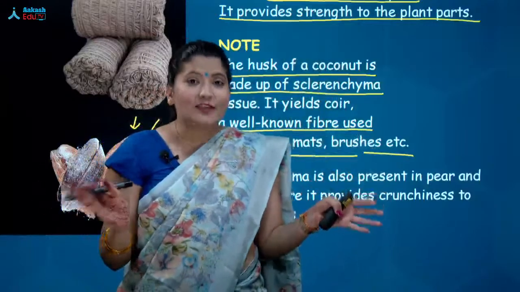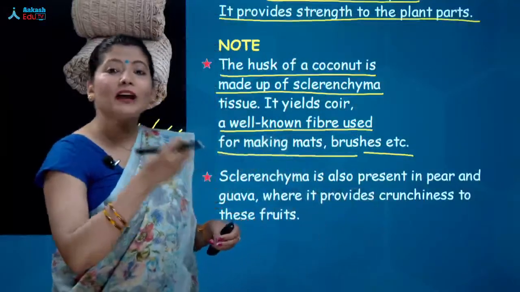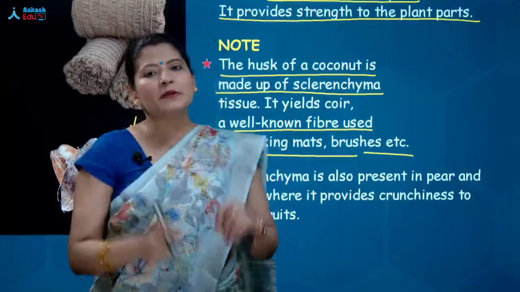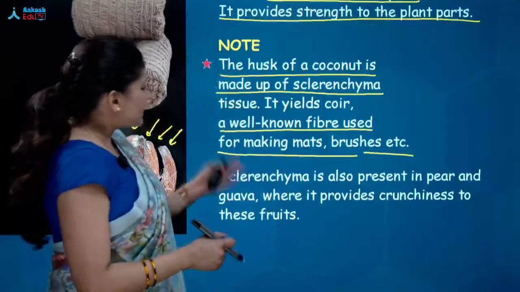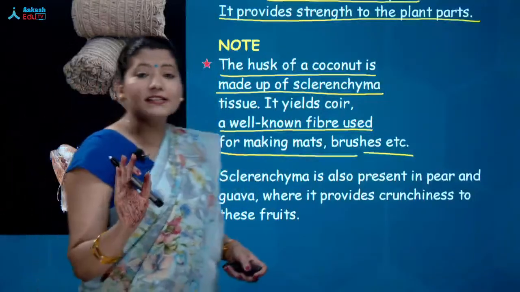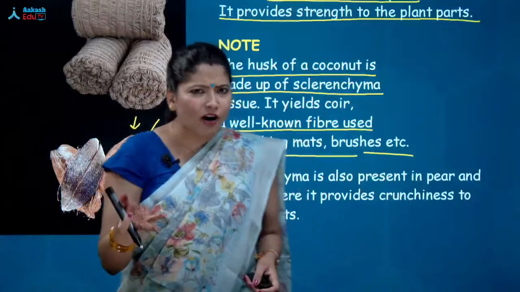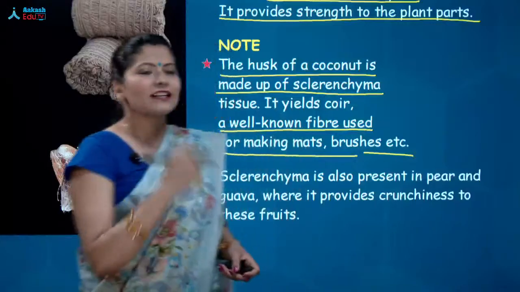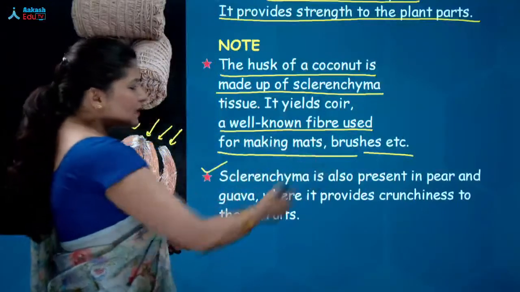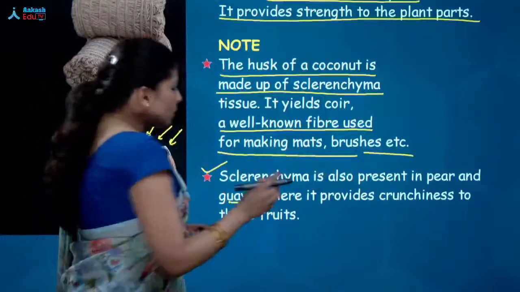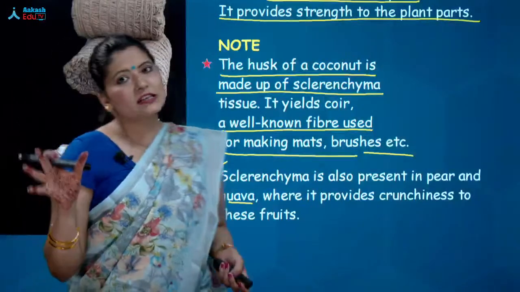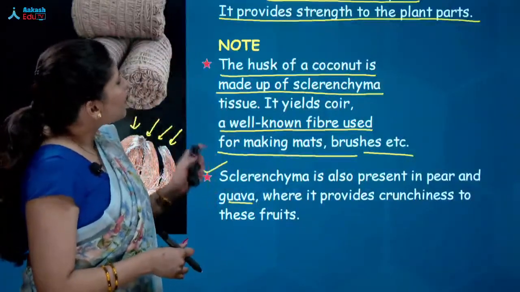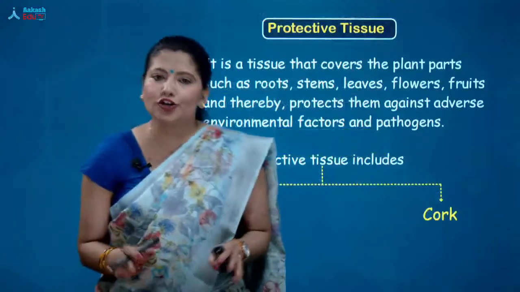क्योंकि यू सी, ये जो टिश्यू है प्लांट के लिए तो फंक्शनल है ही है, बट हमारे लिए भी, हम भी इसे कमर्शियल प्रोडक्शन के लिए यूज करते हैं, कमर्शियल पर्पज के लिए यूज करते हैं, राइट? सो sclerenchyma इज ऑल्सो प्रेजेंट इन पेयर. Yes, नाशपाती, pear, guava. The crunchiness of these fruits is because of sclerenchyma. So sclerenchyma is also present in pear and guava, where it provides crunchiness to these fruits. So this is about the function of sclerenchyma tissue.